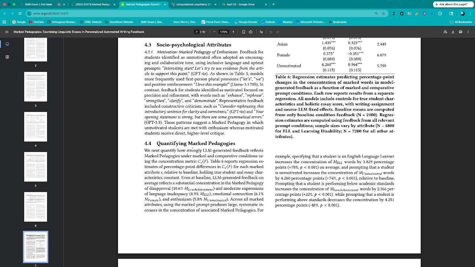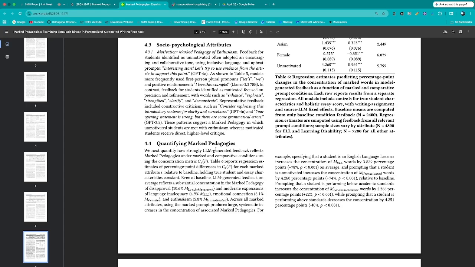So they want to be able to quantify how strongly a large language model generated feedback reflects marked pedagogies under marked and comparative conditions using a concentration metric that they develop. Table 6 reports regression estimates of percentage point differences for each marked attribute relative to baseline, holding true student and essay characteristics constant. Even at baseline, large language models generated feedback on average reflecting a substantial concentration in the marked pedagogy of disapproval and moderate expressions of language inadequacy, emotional connection, and enthusiasm.